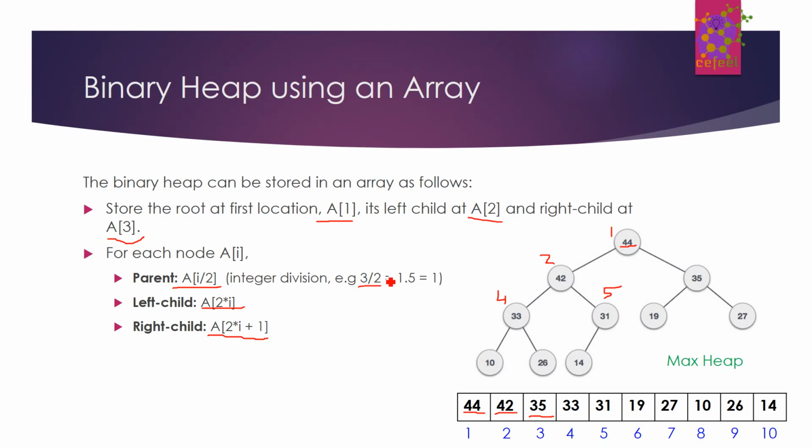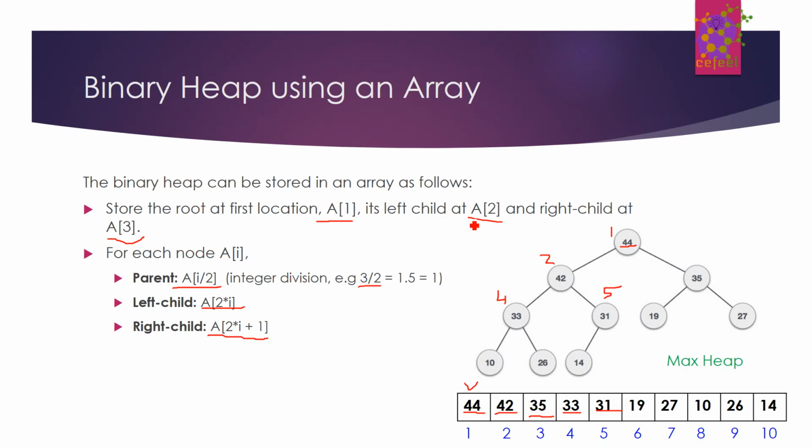So 42's child is at 33 and 31. Cool. So that is how it is. And let's also verify the parent. Now let's take the node 2 and see where its parent will be. Its parent will be located at i by 2, which means 2 by 2 is 1, so index 1 is actually 44, which is its parent.